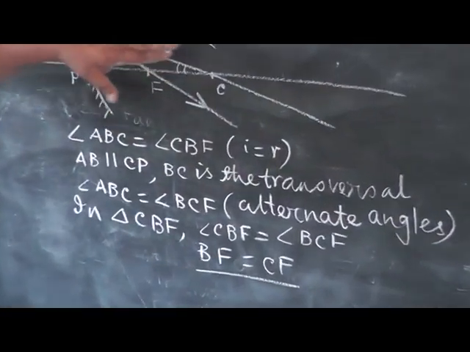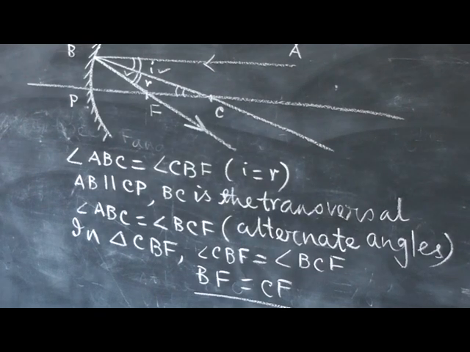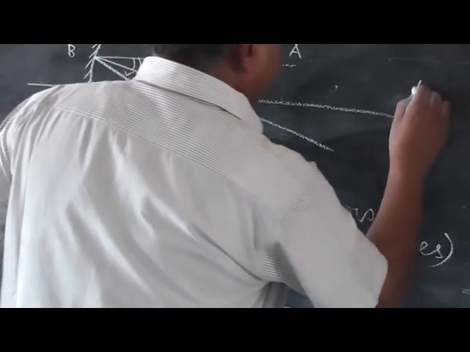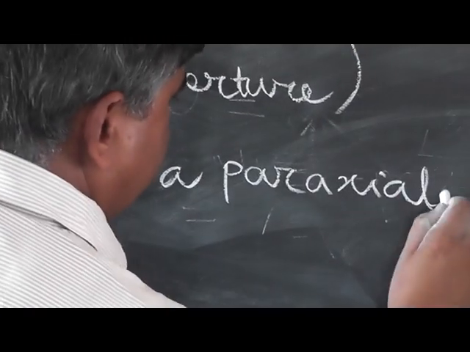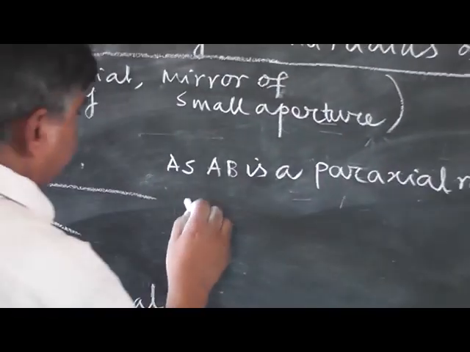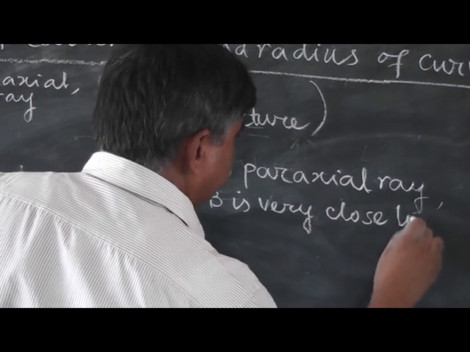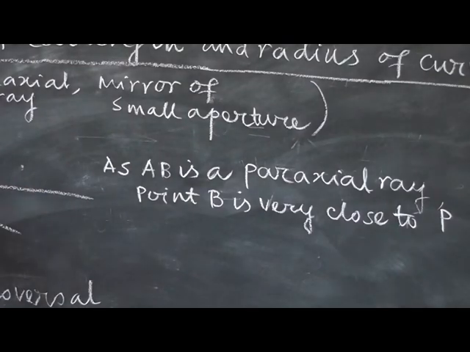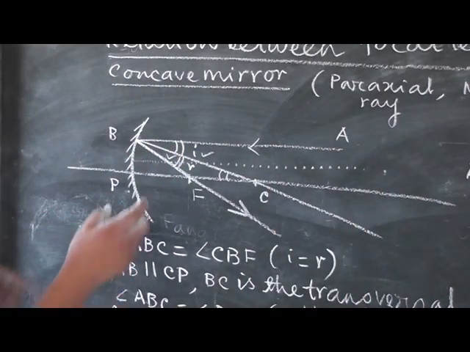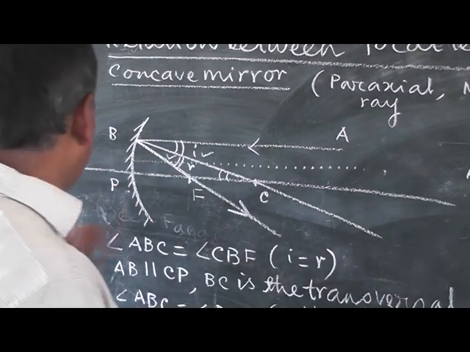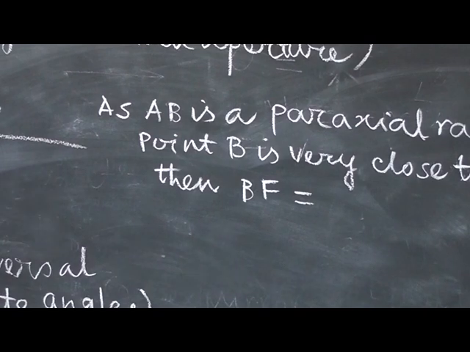And as I told you, this is a paraxial ray, very close to the principal axis of the mirror. Here you meet the idea of mathematics; you have to think about it properly. As AB is a paraxial ray, the point B is very close to P. And the mirror is of small aperture, so if you consider a ray here, the points B and P are very close. Therefore, approximately, we can write BF is equal to PF.